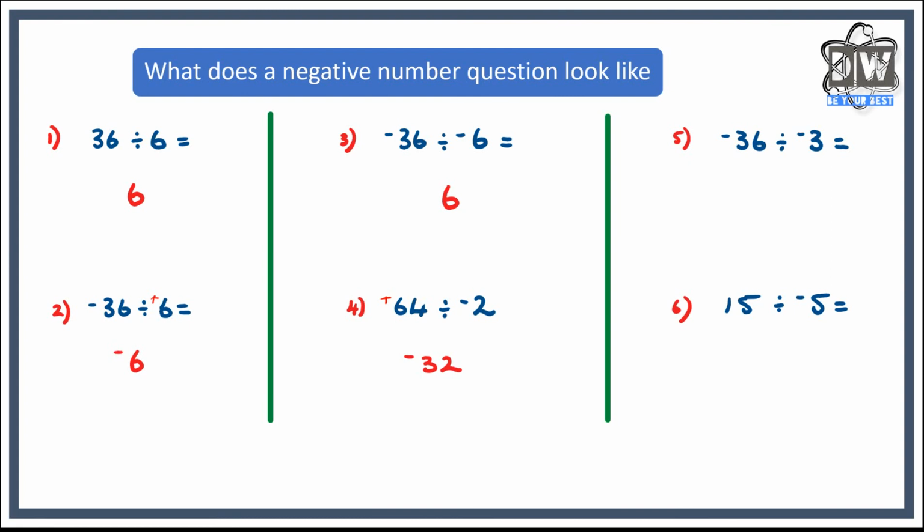36 divided by 3, what does that give us? It gives us 12. The symbols are the same, so my answer will stay as a positive. And last but not least, 15 divided by 5, so we end up with 3. But because the symbols are different, then I'm going to make it a minus 3.